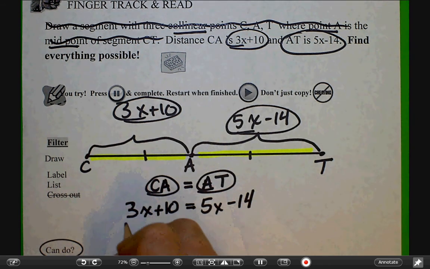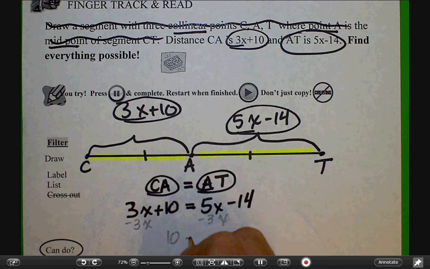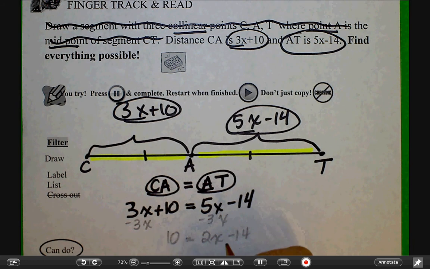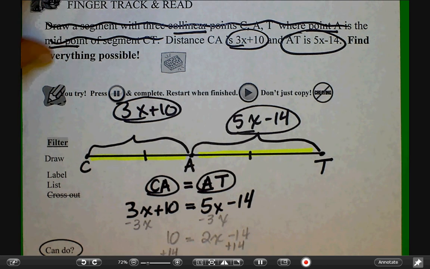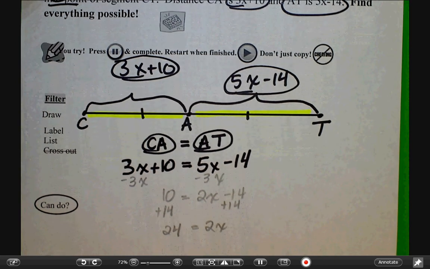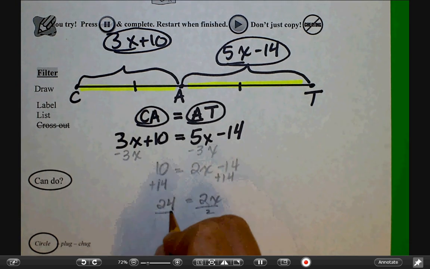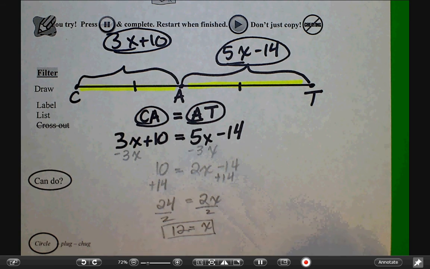Now you should have solved for x. So I'm going to minus 3x, minus 3x. I have 10 equals 2x minus 14. So I'm going to go plus 14, plus 14. 2x equals 24. Divide by 2, and we have x equals 12. Woohoo! You think you're done?